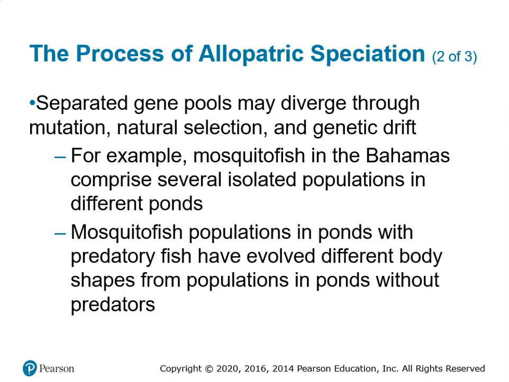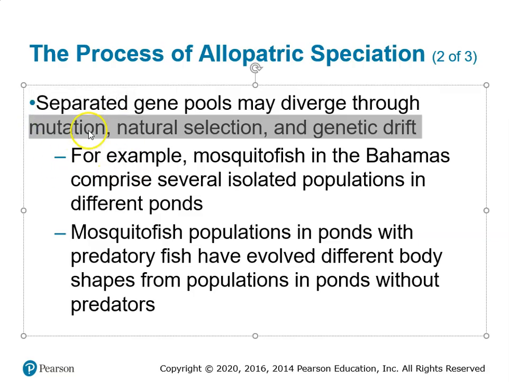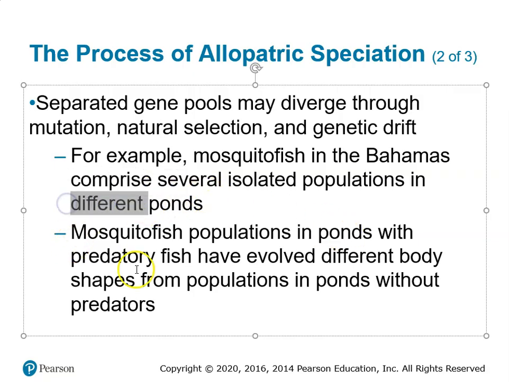And so some examples from science: separate gene pools may diverge through mutation, natural selection, and genetic drift. I would highlight that. Mutation, natural selection. So, for example, mosquito fish in the Bahamas comprise several isolated populations in different ponds. So this is allopatric speciation.